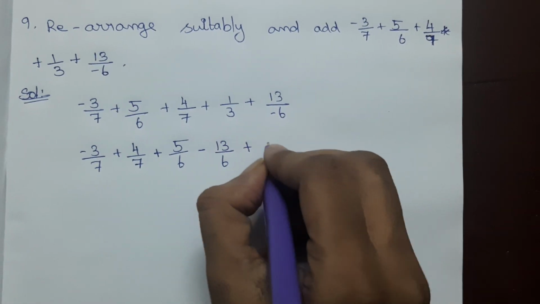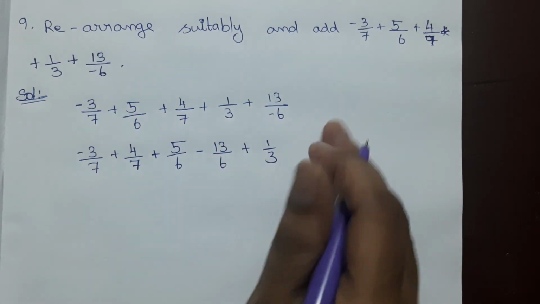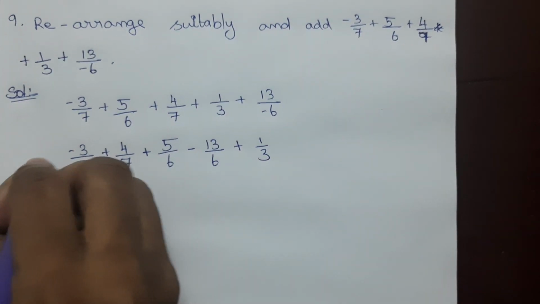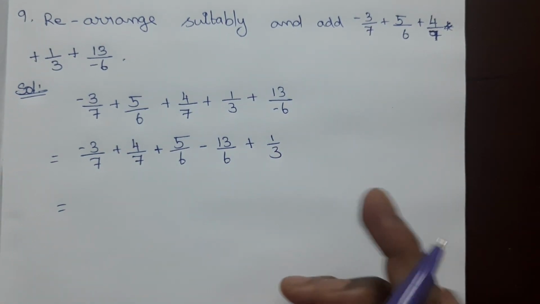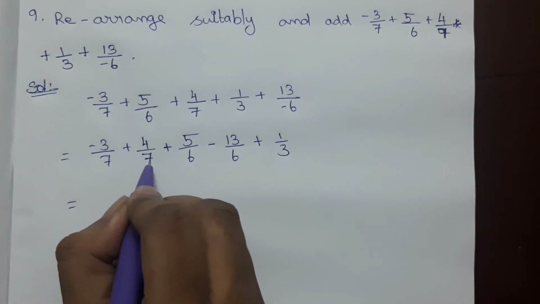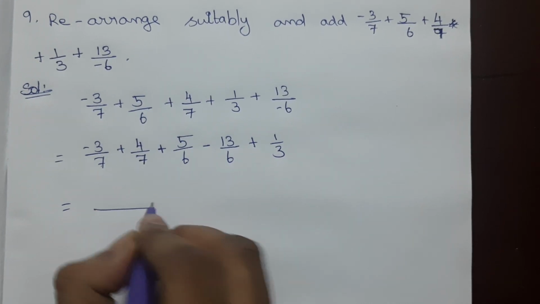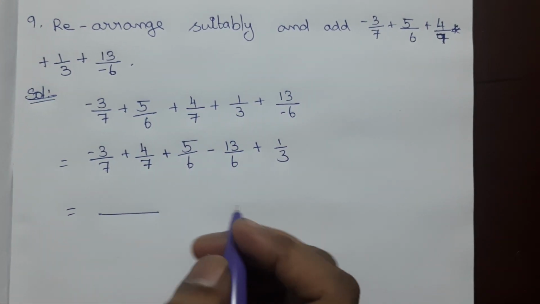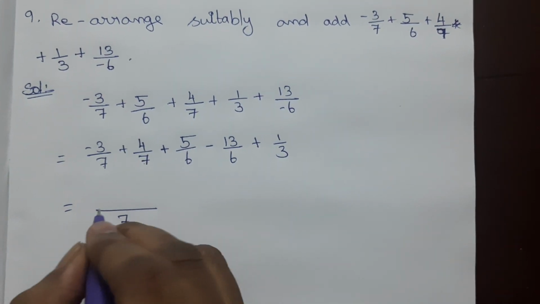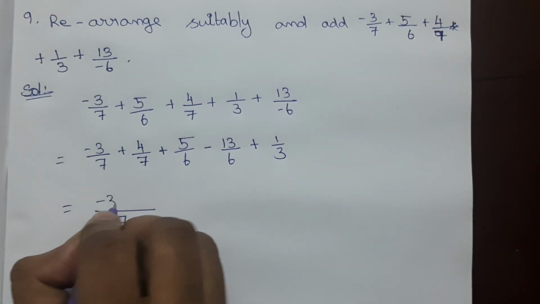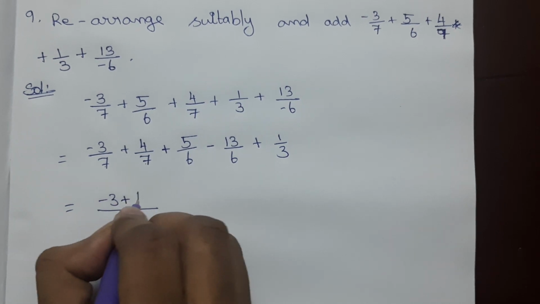Plus we have one more number, 1 by 3. Totally we have 5 numbers. That is equal to, here in addition and subtraction also, if the denominators are same, you can add the numerators or you can subtract the numerators. Here we have the same denominator 7. So 7 minus 3 we can add, minus 3 plus 4.